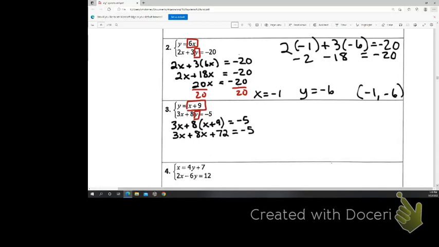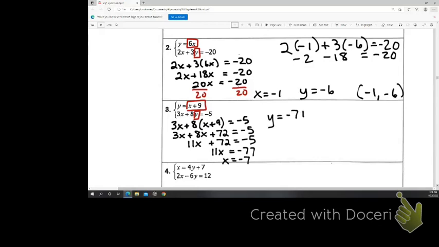Then we're going to combine the like terms. They are on the same side of the equal, so do not subtract them. Actually add them together. Then we're to that nice two-step equation where we'll subtract 72 and then divide by 11. And I've got x is negative 7.